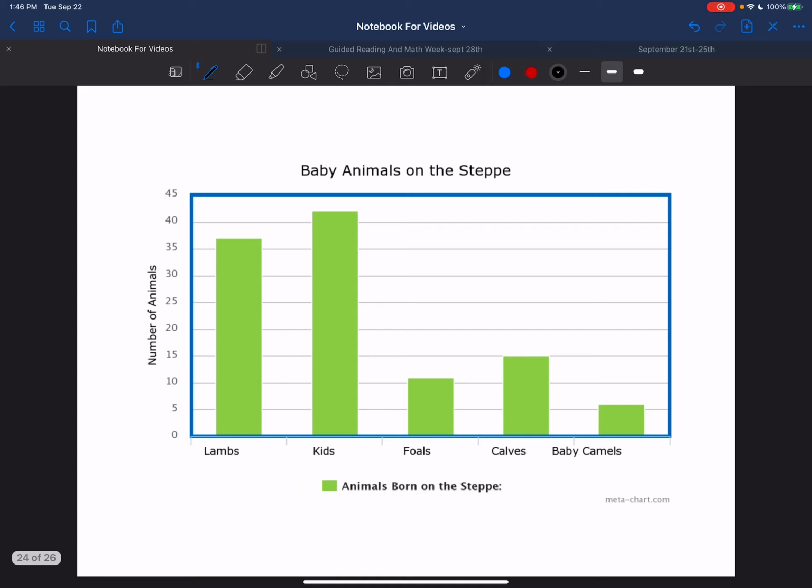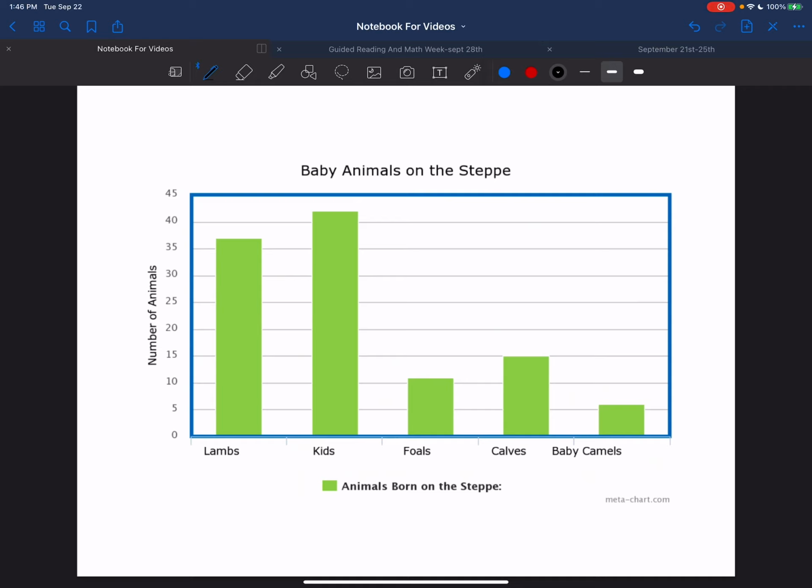Now in class we talked about how we can see bar graphs shown in two different ways. We can see them shown horizontally and vertically. It is important that we pay attention to the title so we know what we're talking about. It is important we pay attention to our categories and to our scale.